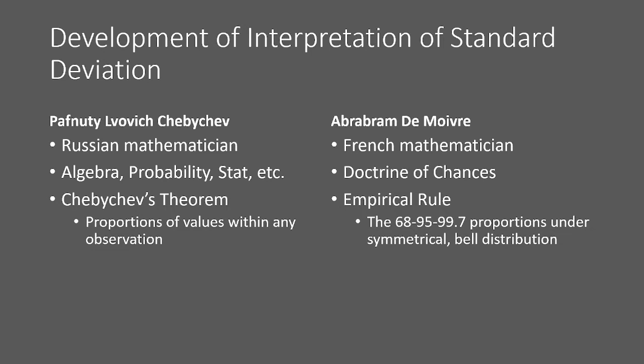From these two mathematicians, we have two rules that we can follow in interpreting standard deviation. We have Chebyshev's theorem, named after Chebyshev, which tells us the proportion of values within any observation. And the empirical rule, wherein we have the 68, 95, and 99.7 proportions under a symmetrical bell distribution. So, let's go on to Chebyshev's theorem first.